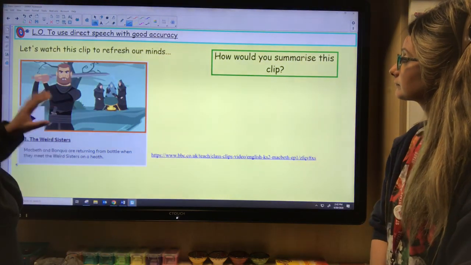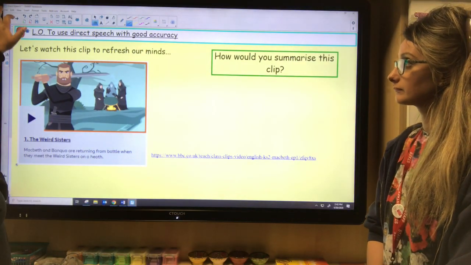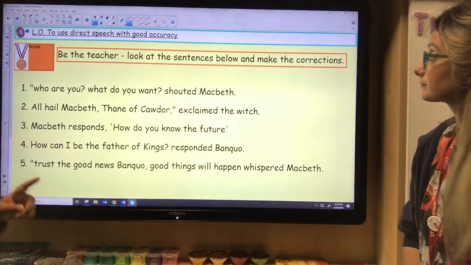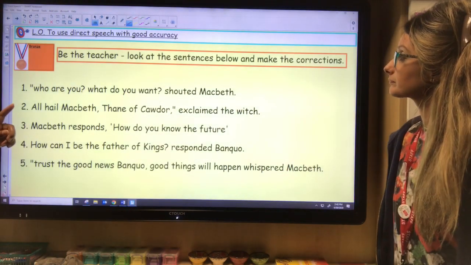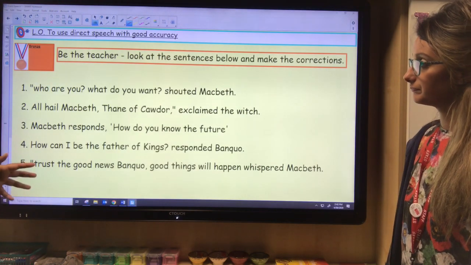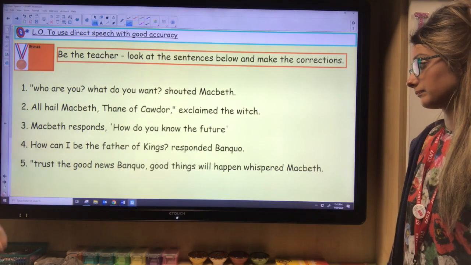So, the reason why you need to know this information is because your work is going to be based on what you've just watched. So bronze is the following. Remember, all this work is up on the website. Okay, bronze is the following. Be the teacher, look at the sentence below and make the corrections. So you've got 5 sentences. You need to make the corrections using direct speech accurately, so you can just pen it.